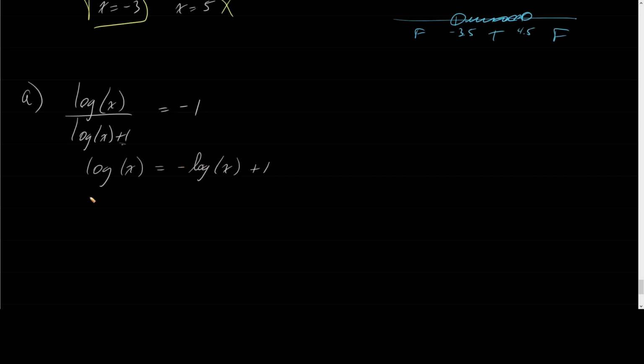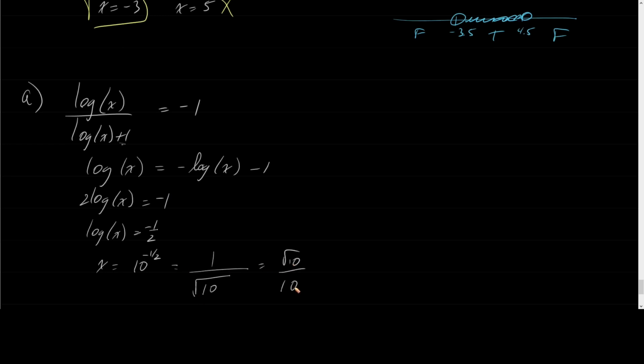Add this log to this side, I end up with 2 log of x is equal to 1. Divide both sides by 2. Log of x is equal to 1/2. Therefore, x is equal to 10 to the 1/2, or sorry, where did this positive 1 come from? It's negative, right? Because negative 1 times positive 1 is negative. There we go. So my final answer here is 10 to the negative 1/2, which is 1 over the square root of 10, which we can rewrite as radical 10 over 10.